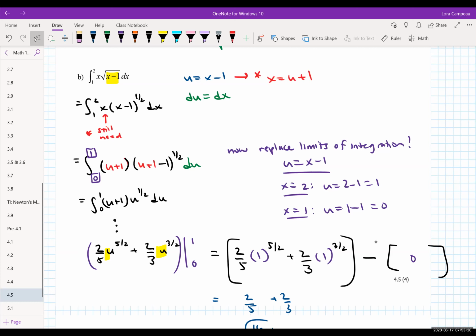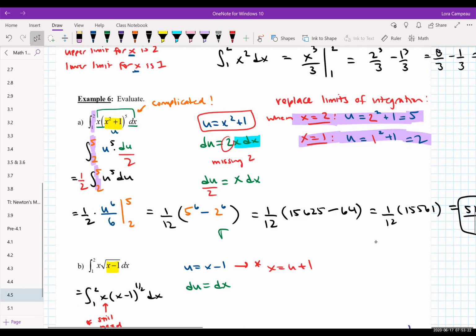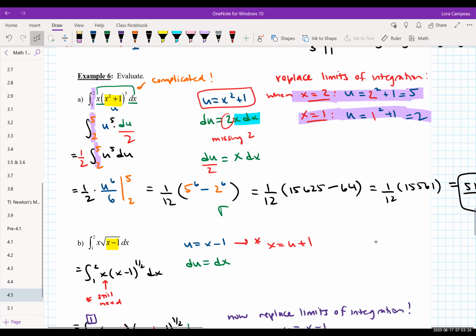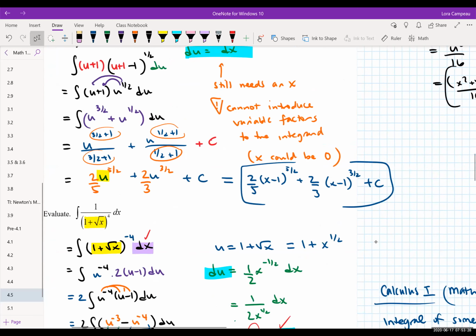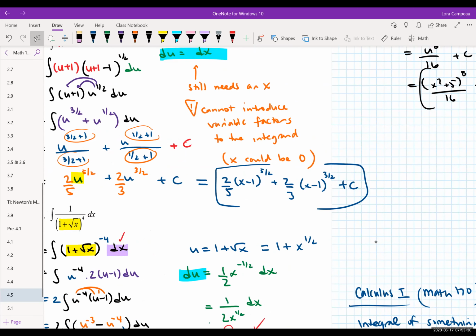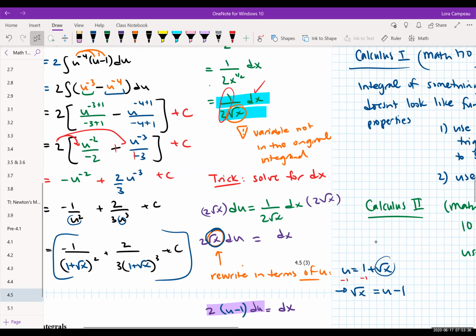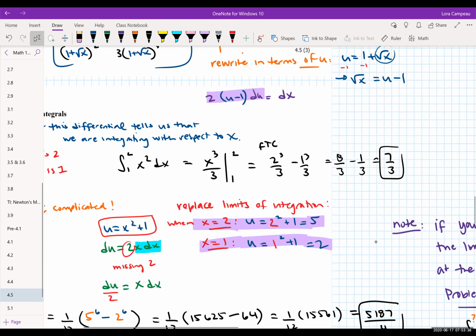You'll notice that when you get your final answer, you would then have to plug in x equals 2 and x equals 1, and you're still going to get it no matter what. But the more you practice, the more experience you will get.